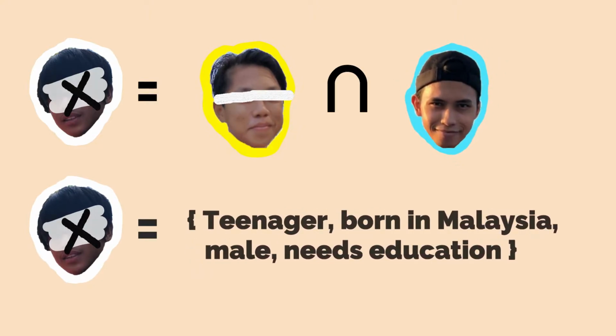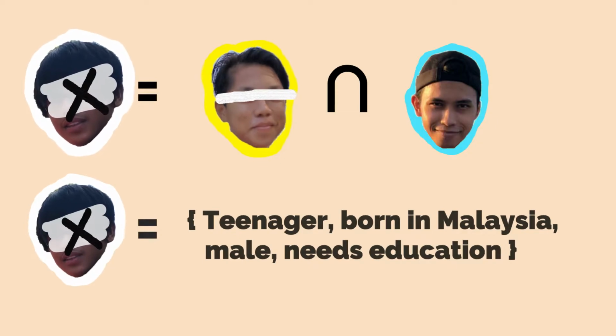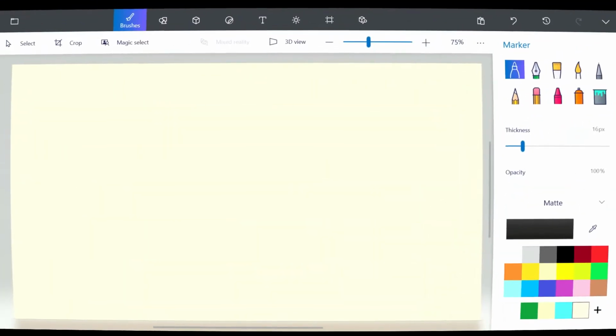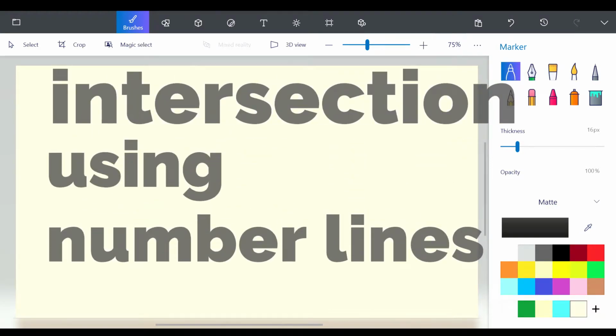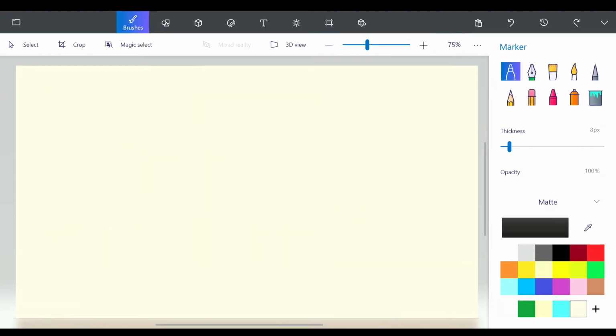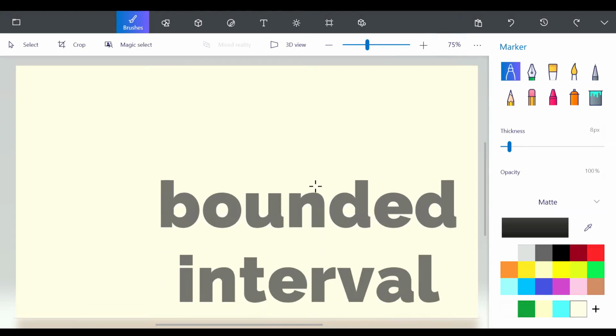X is a teenager. He was born in Malaysia. He's a male and he also needs education. Okay guys, now let's use the concept of intersection using number lines. For example, if we have an intersection between two sets of interval, the first one is a bounded interval. So let's put it this way.